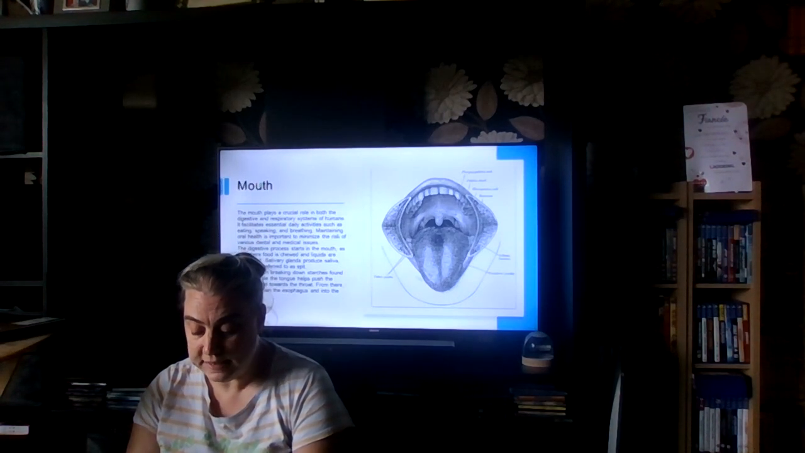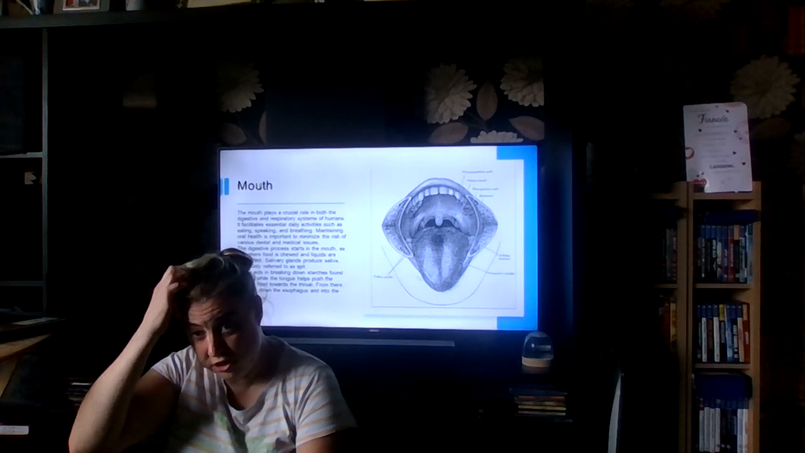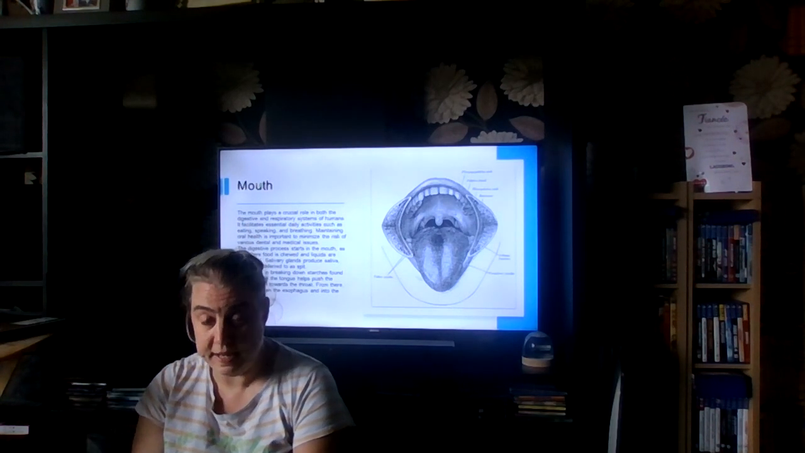The saliva breaks down the food with something called starch to help it move along the digestive system more quickly and onto the next organ, which is the esophagus. This is before we get to the stomach.